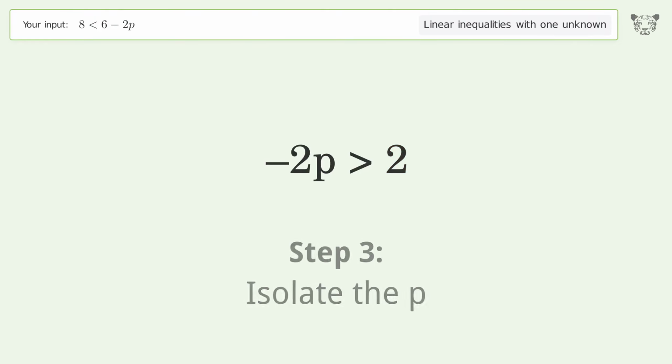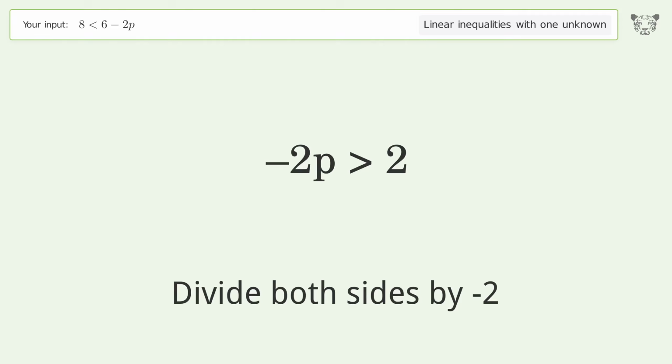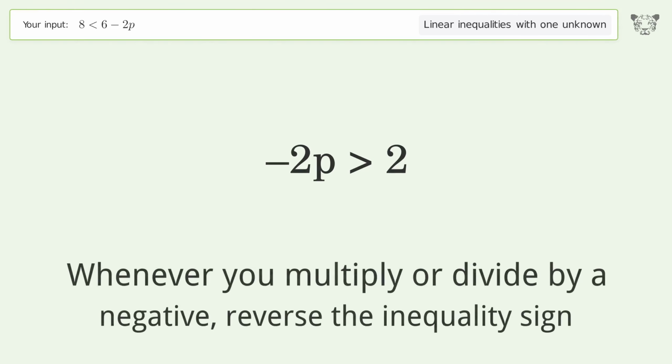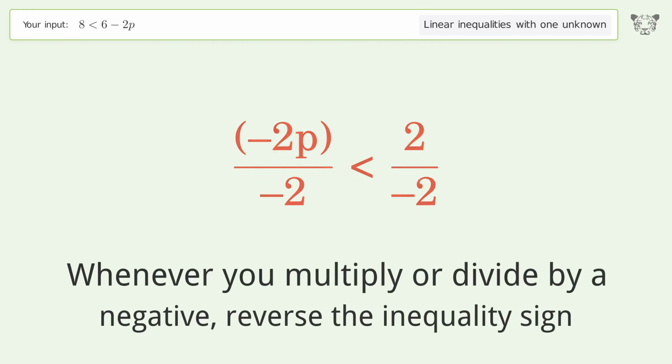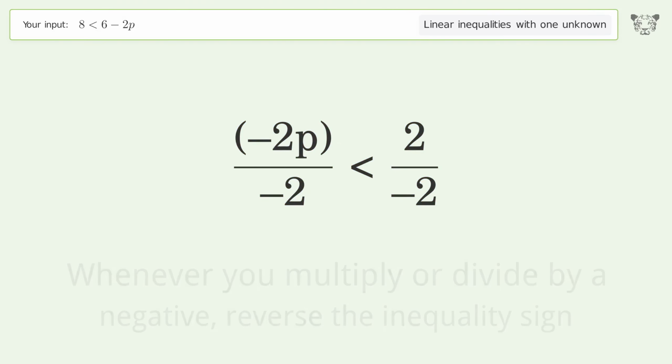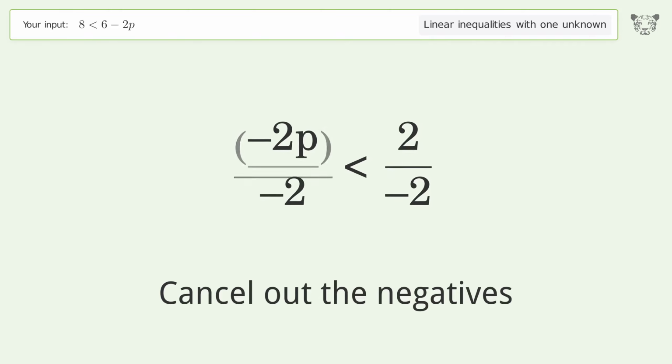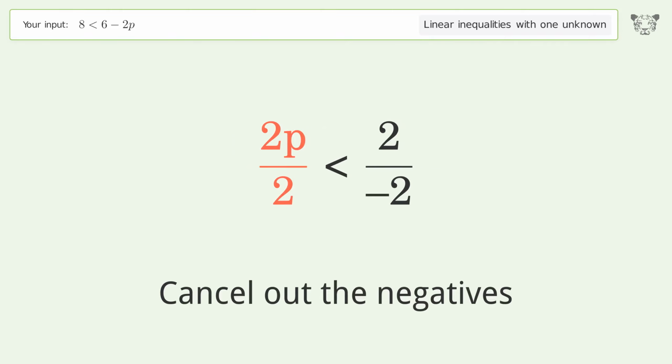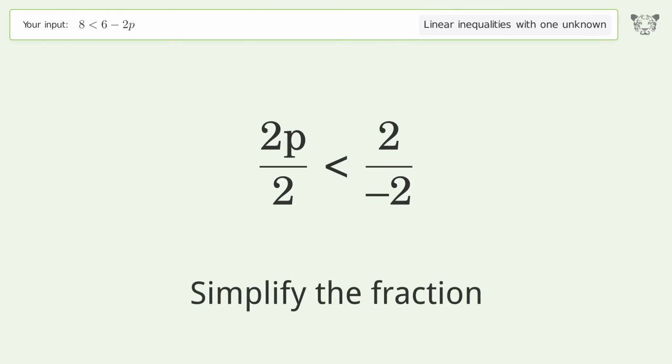Isolate the p. Divide both sides by -2. Whenever you multiply or divide by a negative, reverse the inequality sign. Cancel out the negatives. Simplify the fraction.